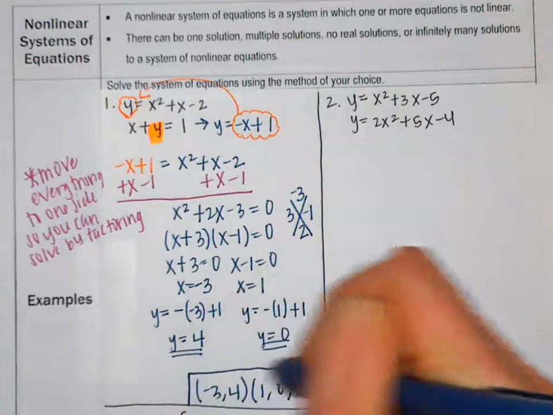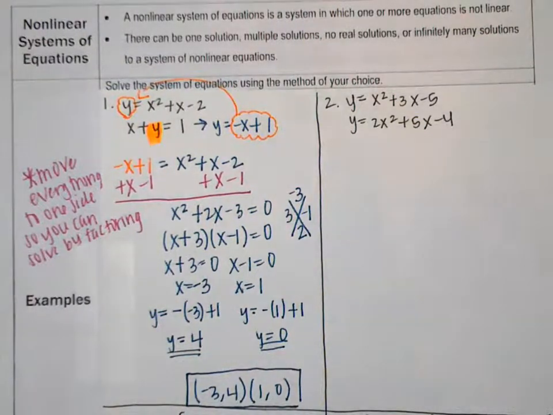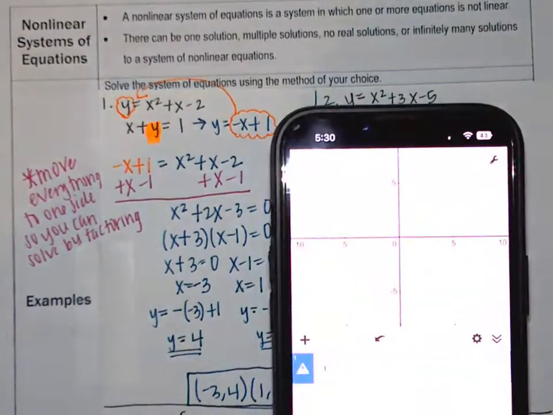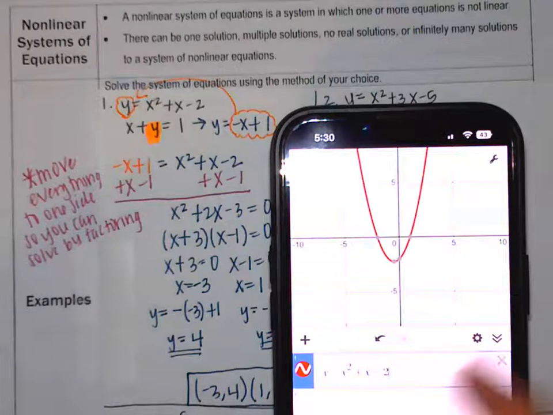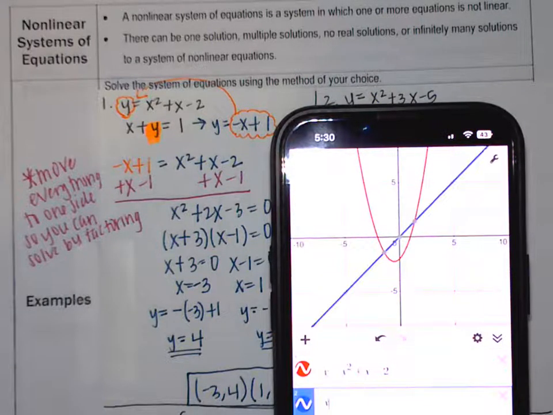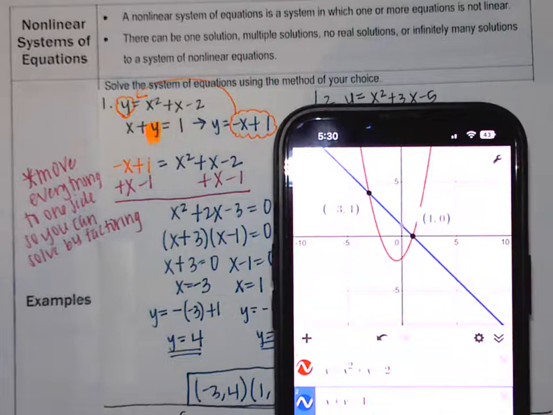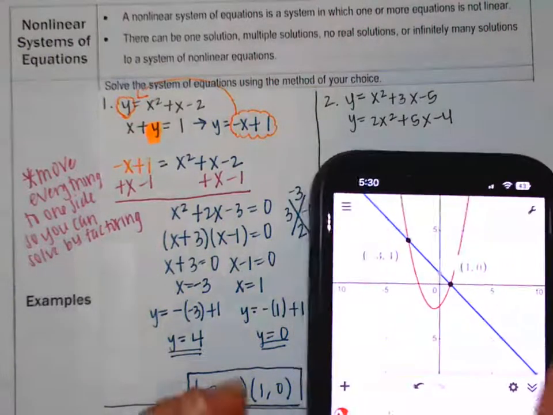So again, that means that when I graph these, which I'm going to show you, they intersect at two different points. So when I graph that, let's look. We have y equals x squared plus x minus 2, and then x plus y equals 1. And if we look, my line is cutting that parabola at (-3, 4) and at (1, 0). So the two points of intersection there are why I have two solutions.